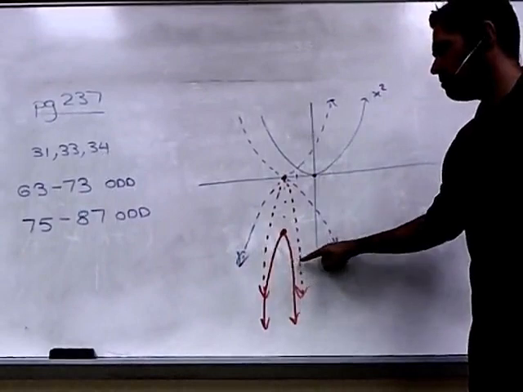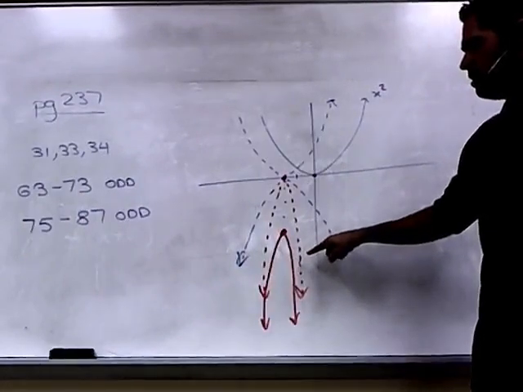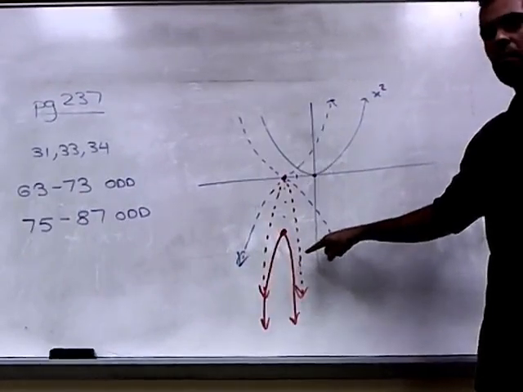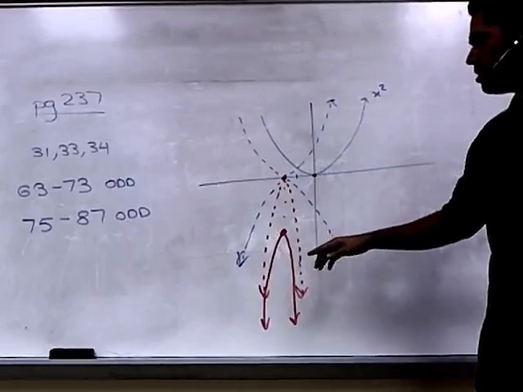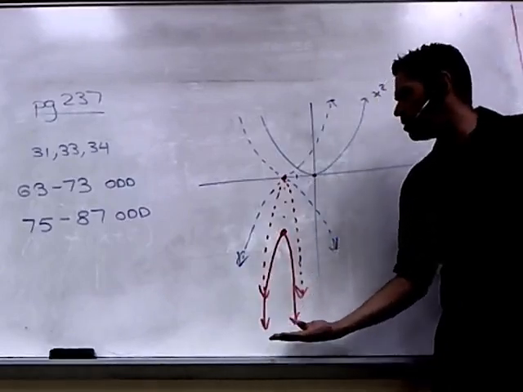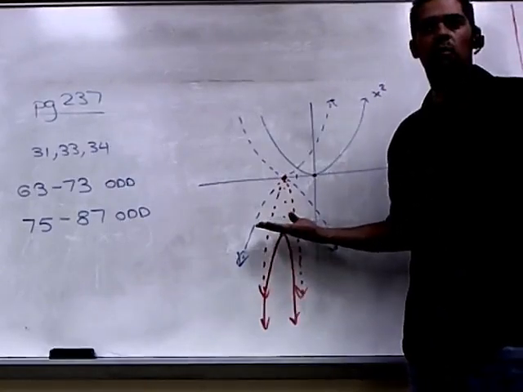Domain on this, we never talked about it. Domain all real numbers, range, negative infinity up to -4, including -4.